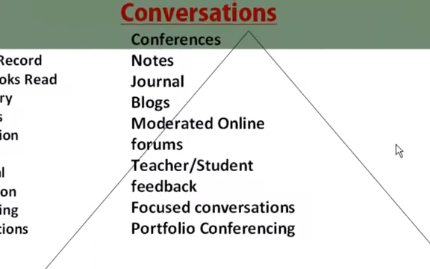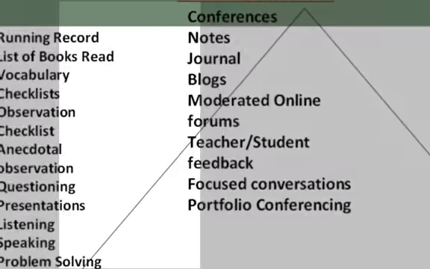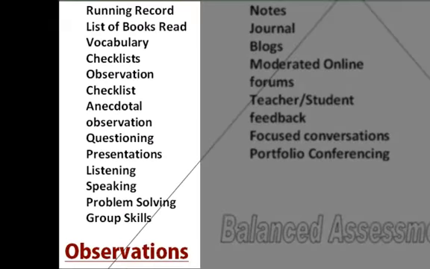Conversations take place during class meetings, individual or group conferences, when reading student self-assessments, and more, when the teacher is listening to what students have to say about their learning. Observations take place during class time while students are involved in individual, pair, or group work. The teacher will circulate around the room and observe student learning.